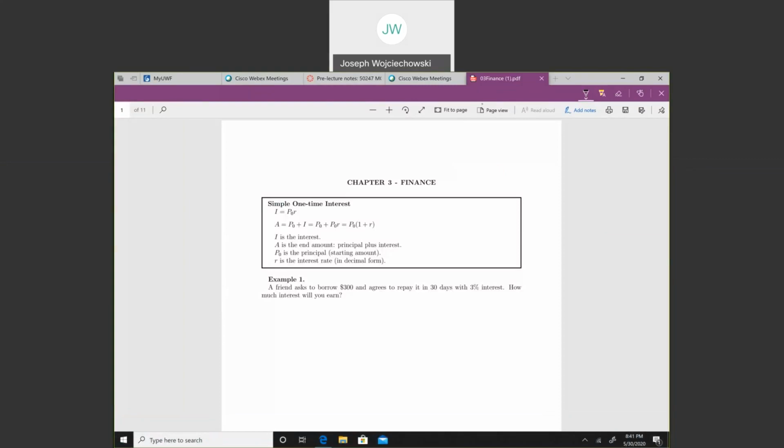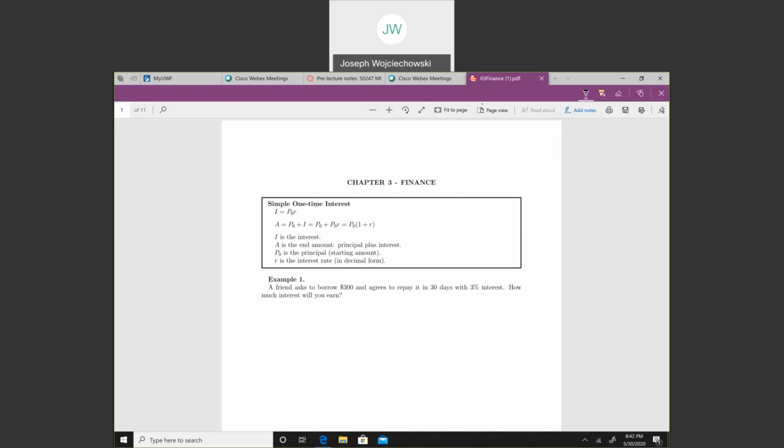Today we're going to talk about the finance chapter. The first thing in the finance chapter is simple one-time interest, where I equals P sub 0 times R, or A equals P sub 0 plus I, which equals P sub 0 plus P sub 0 times R, or essentially P sub 0 times 1 plus R.